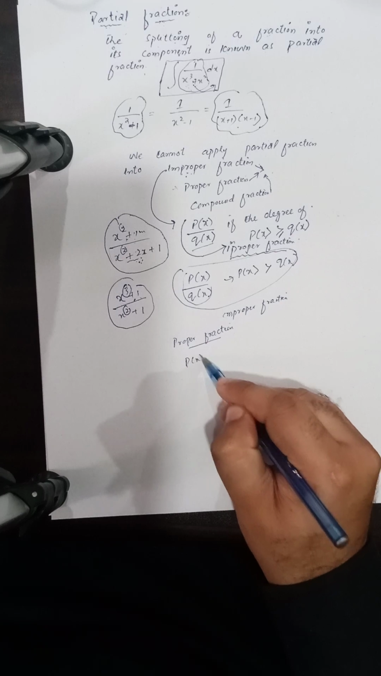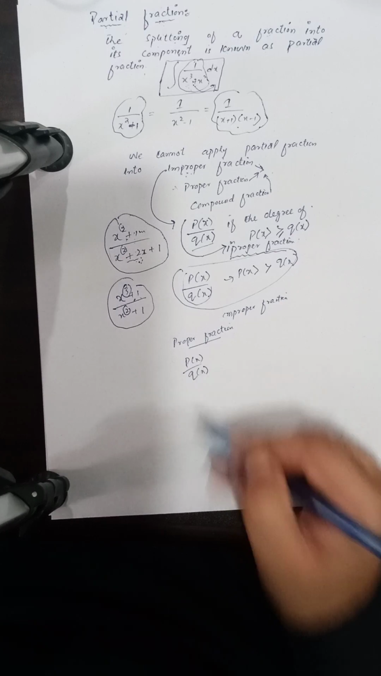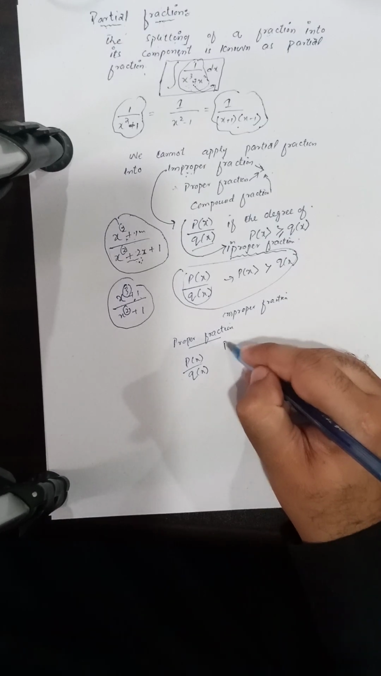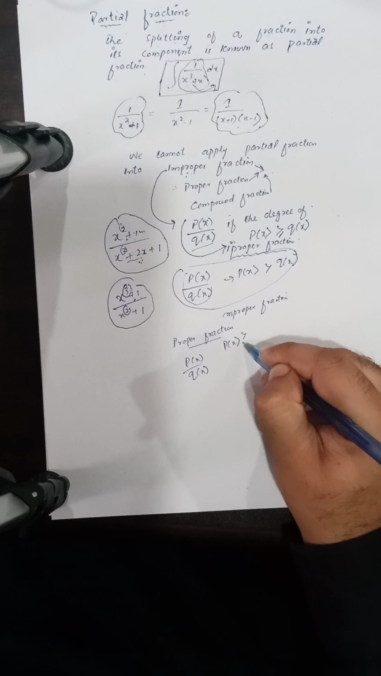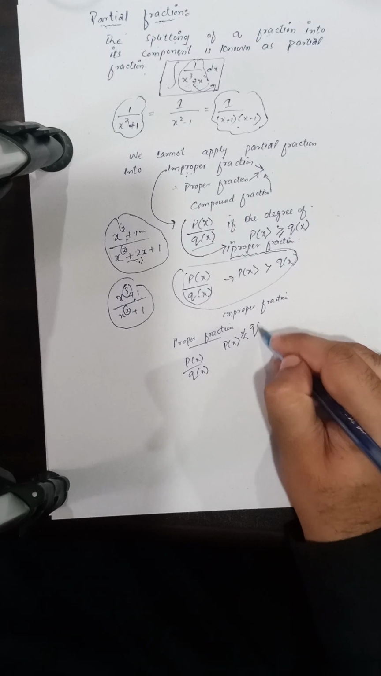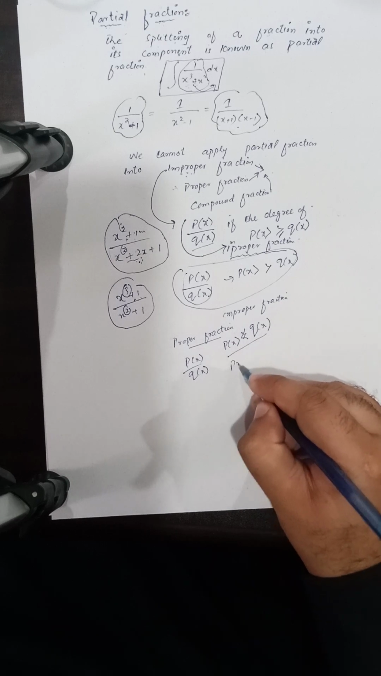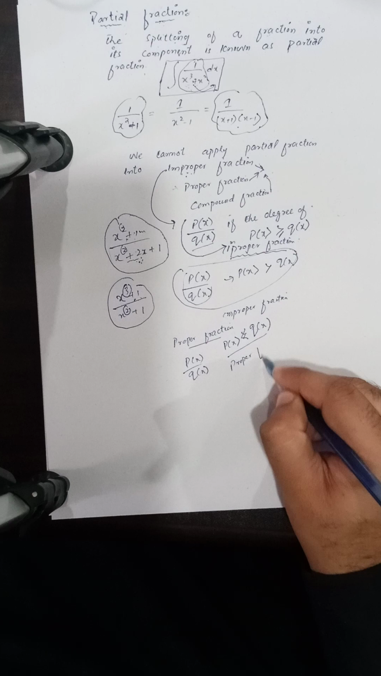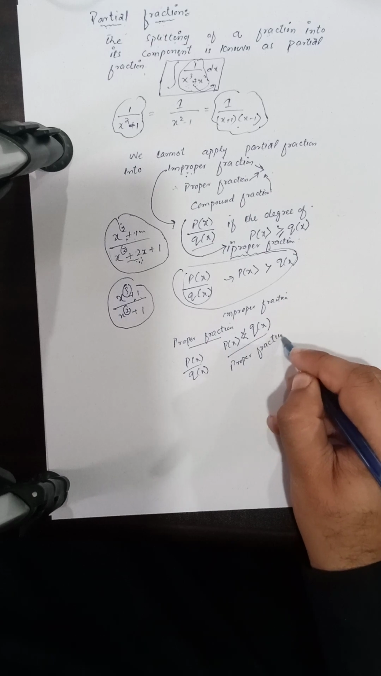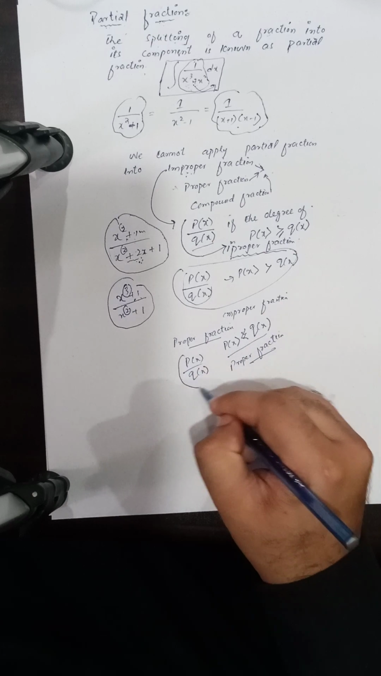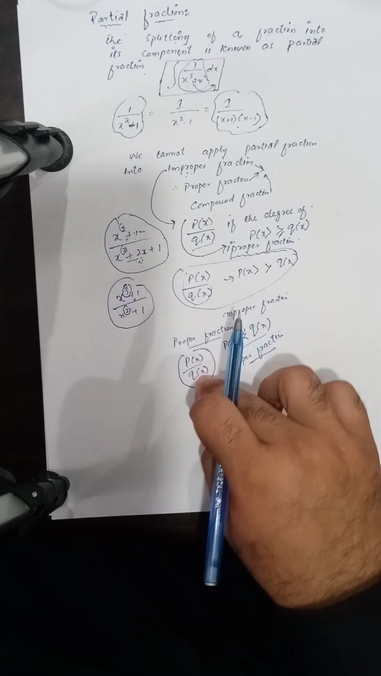So p of x divided by q of x. If the degree of p of x is less than that of q of x, then this is a proper fraction, and we can apply partial fractions on the proper fraction.